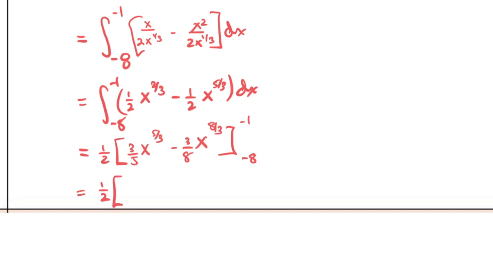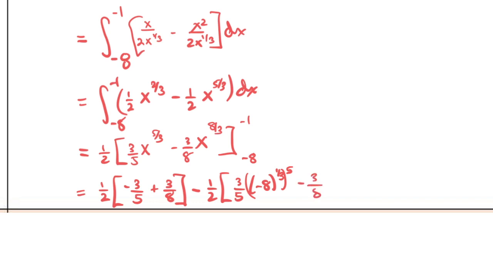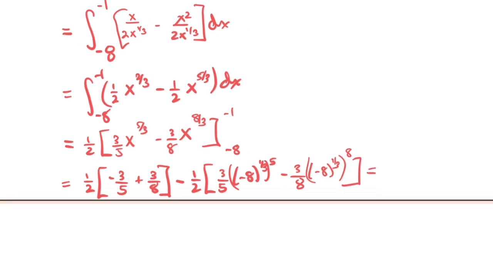And when you substitute your -1, we're going to get -3/5 plus 3/8 minus, and then we'll have 1/2, substituting in -8. That'll be 3/5 times your -8. Now think about this. I really want the 1/3 because the third root of -8 is fabulous, and then we'll have the 5 on the outside. And then when we substitute into the next part, we will have -3/8 times -8 to the 1/3 raised to the 8th power. Think of your exponents in that way, and it becomes a little bit easier to determine.